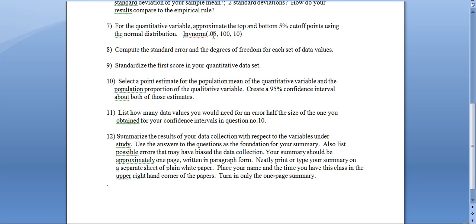So you go into your calculator in the distribution menu and type this in. This will give you the bottom cutoff point. If you put in 0.95 here, you get the top cutoff point.